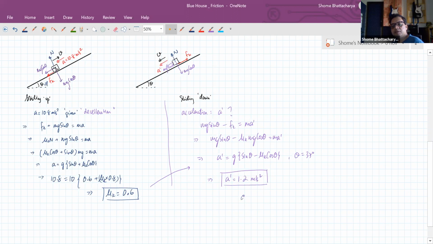So interestingly, a prime is as less as a by 9. You can see here the rate of deceleration 10.8 is 9 times the rate of acceleration while coming down. Okay. So that's your second part's answer. Now for the third part, just use kinematics. Third part, use this relation that v square is equal to u square plus 2as kind of thing. That's the easiest way of solving.